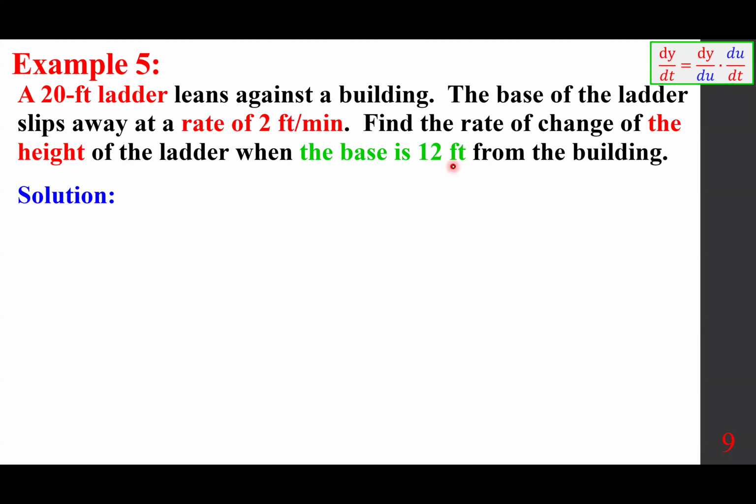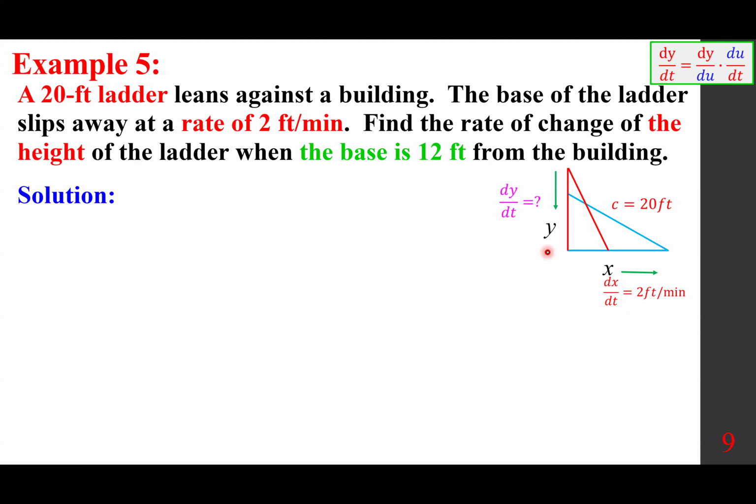You have to draw the setting. So here's the building or the wall. Here's the ladder, it moves this way, and it's coming down this way. The ladder gives rise to this shape, a right triangle. And we know the ladder is fixed at 20 feet. Therefore, this is dx/dt, and coming down, dy/dt is of interest to us.